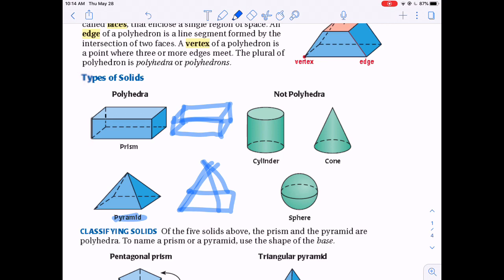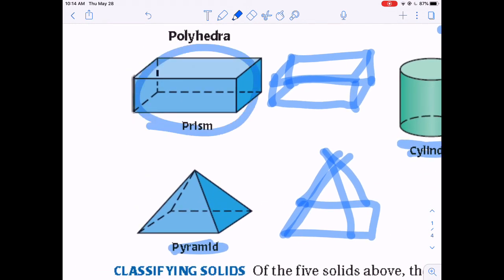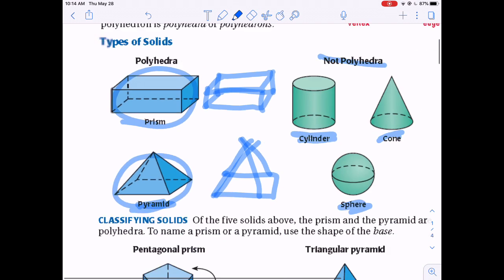Also, right here, you see what's not a polyhedron. Anything that's round, so a cylinder, a cone, or a sphere, is not a polyhedron at all. So again, you have prisms where it's the same shape throughout, and a pyramid where it's all coming to a point, basically.